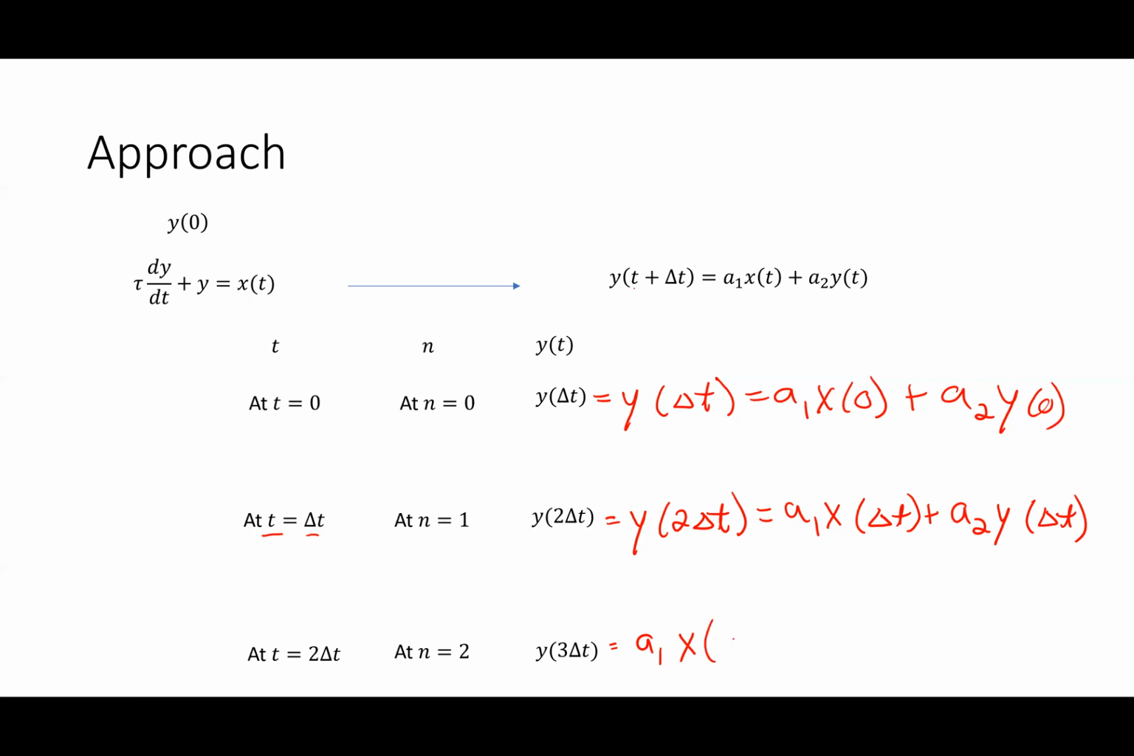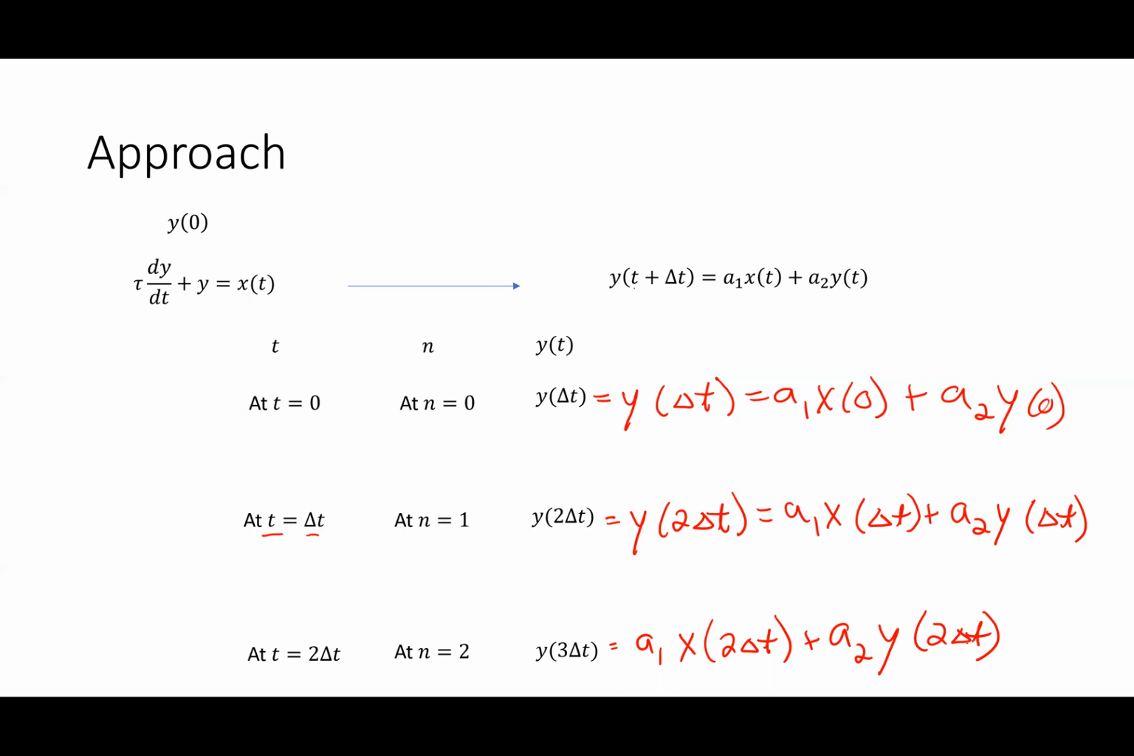x of 2 delta t plus a2 times y of 2 delta t. So what I'm saying is, yeah, it's a recursion, right? Yeah, so it's basically discrete time, discrete math, right?